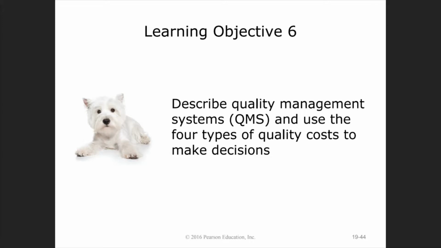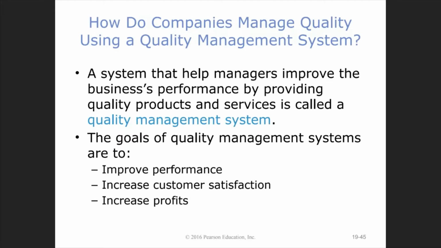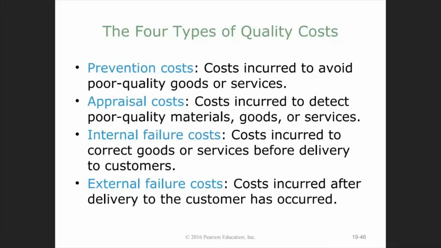Describe quality management systems and use the 4 types of quality cost to make decisions. A system that helps managers improve the business's performance by providing quality products and services is called a quality management system. The goals of quality management systems are to improve performance, increase customer satisfaction, and increase profits. The 4 types of quality cost are prevention, appraisal, internal failure, and external failure.